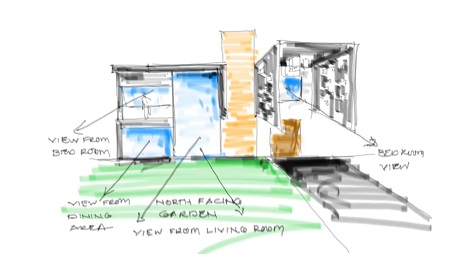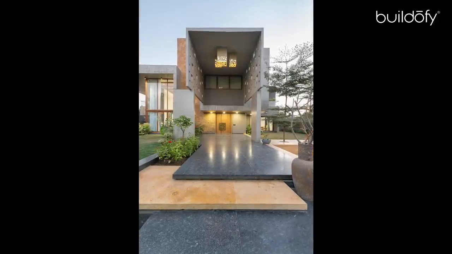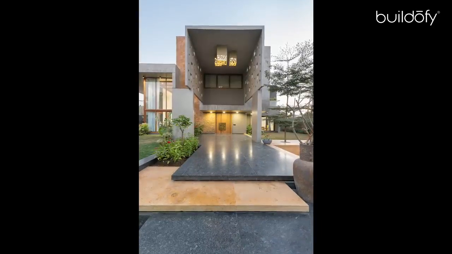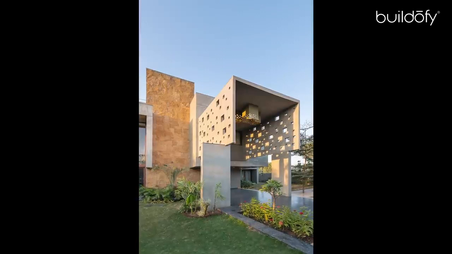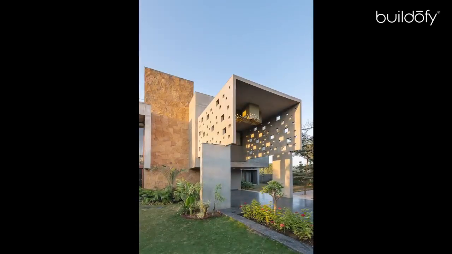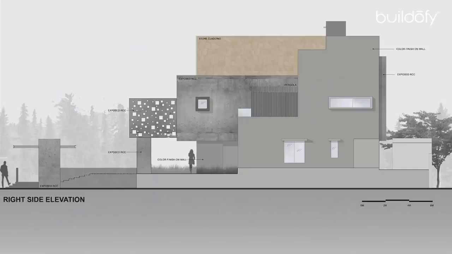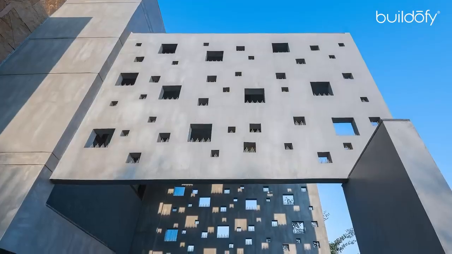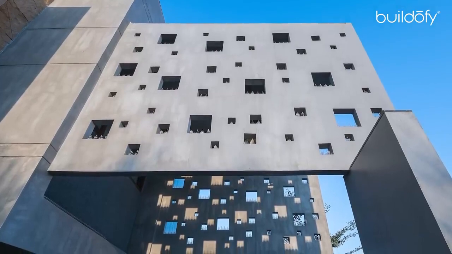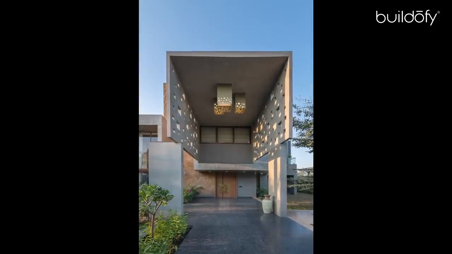garden essentially. The Pixel concept is seen at the main entrance, which is approached via a series of broad platform-like steps. Here the canopy above is articulated as an exposed concrete structure perforated with a series of square cutouts in various sizes. The RCC cuboid canopy was created as a shelter to the double height entrance. The canopy was quite volumetric, so after studying the sun path, we created cutouts and invited sunlight from the east as well as from the west. Thus we can create a wonderful play of light and shadow.